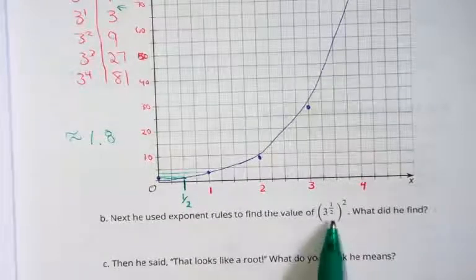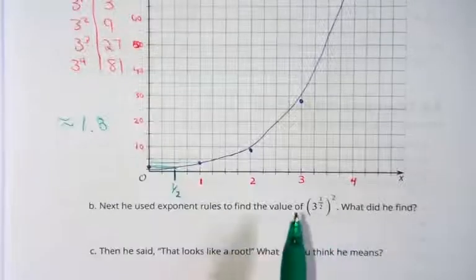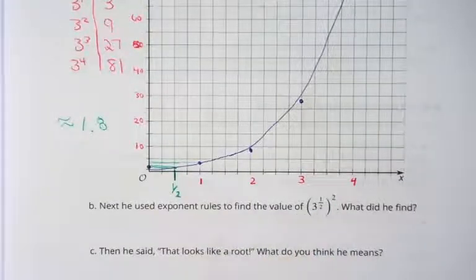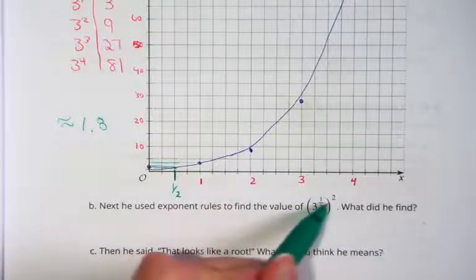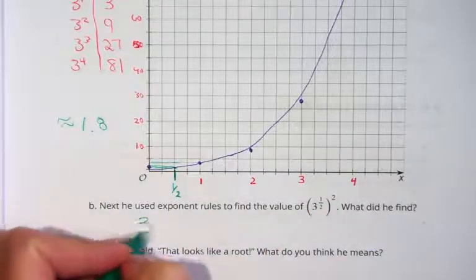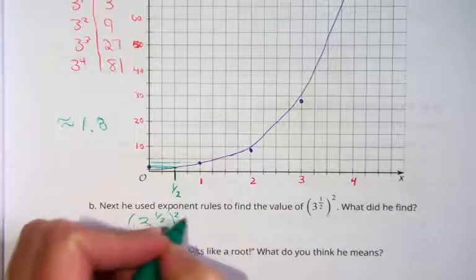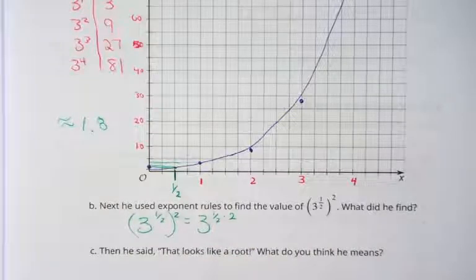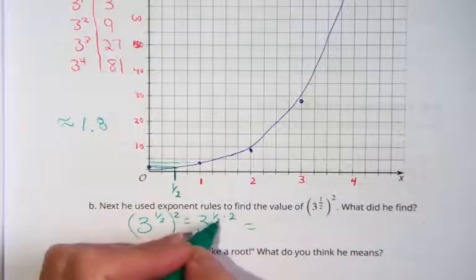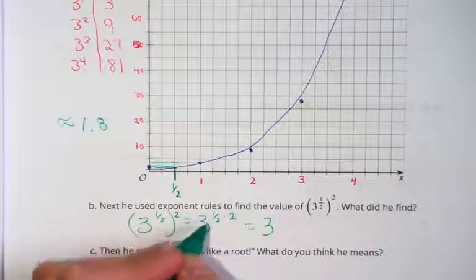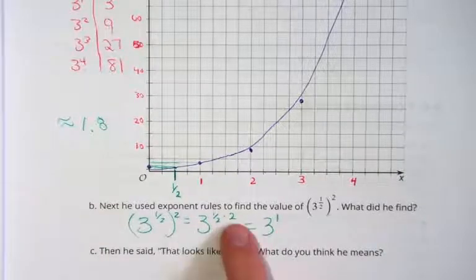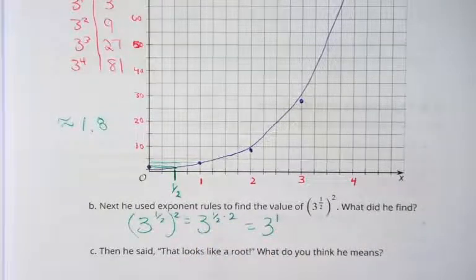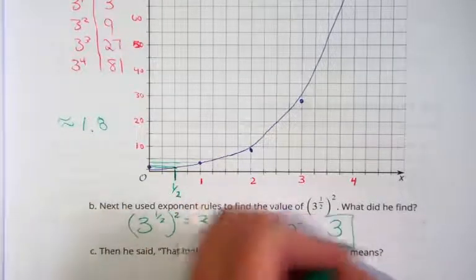Well, when we take that value and square it, that number times itself, 3 to the 1/2 power squared, we learned in one of our rules that we could multiply those exponents together. 3 to the 1/2 squared is the same as 3 to the 1st power, right? Because 1/2 times 2 is 1. So we found out that that equals 3.